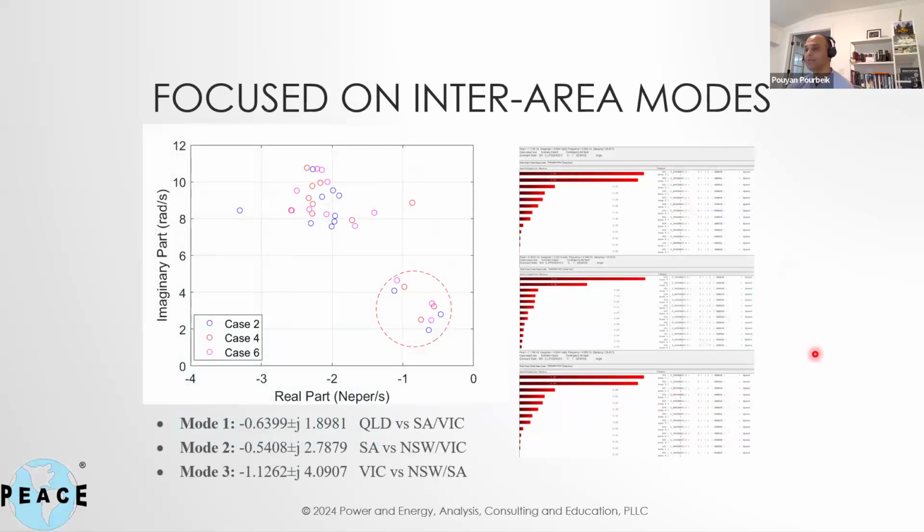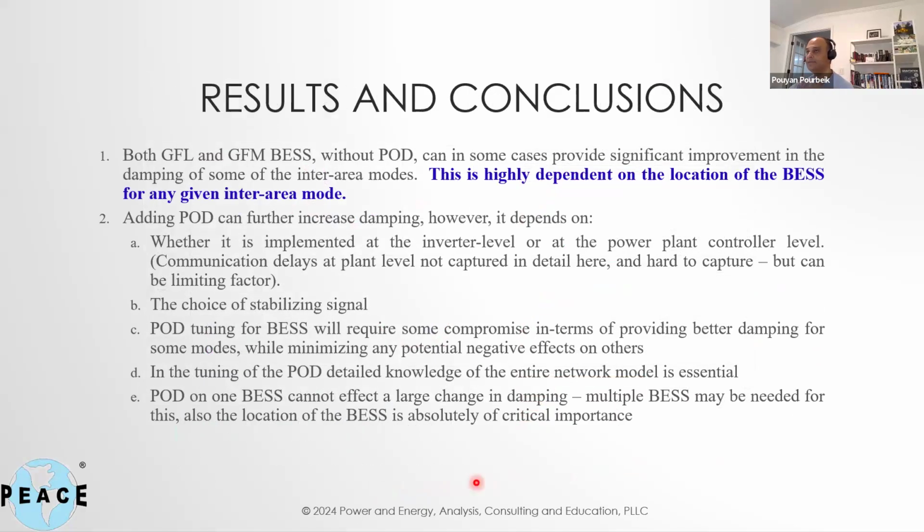And so we used that approach and we picked a whole bunch of inter-area modes that are very critical in the grid, like Queensland versus South Australia, Victoria, South Australia versus Victoria and New South Wales, and Vic versus New South Wales and South Australia. And we went ahead and did all those 200 or so operating cases and different scenarios and ran them all. I'm not going to sit here and go through hundreds of cases. What I want to do is bring the high-level conclusions that were extracted from those results, and then we can maybe go into the Q&A and discuss further.